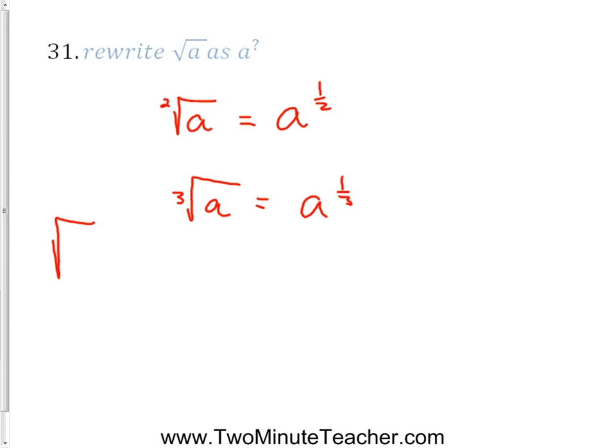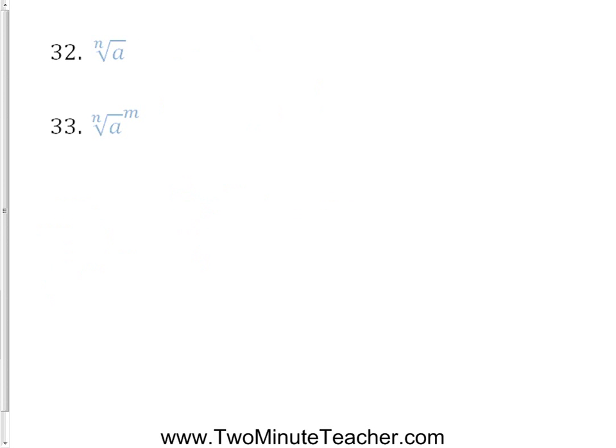So if they wanted to write square root of 9, another way to write it would be 9 to the 1/2 power. Okay, so square root, associate that with 1/2 power in your head. All right, moving on.